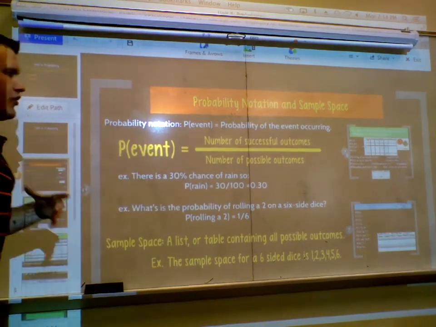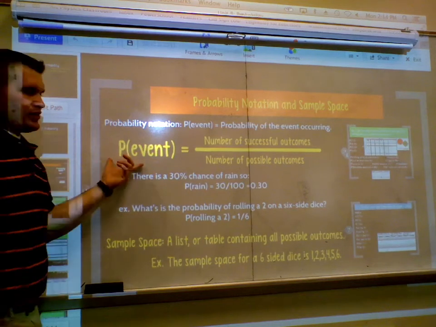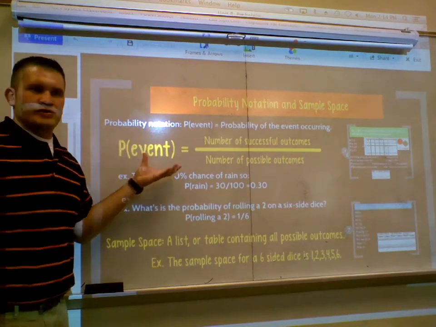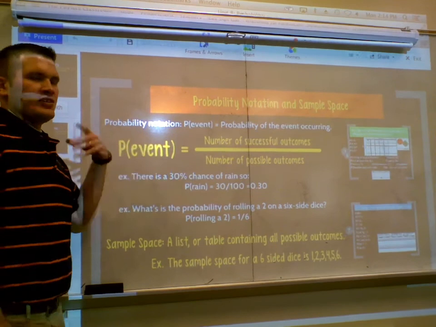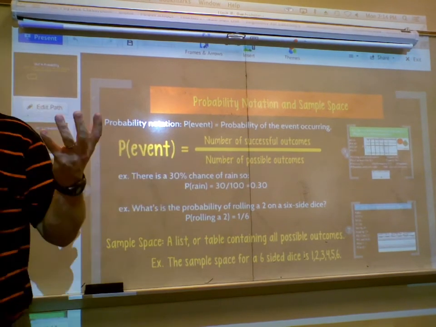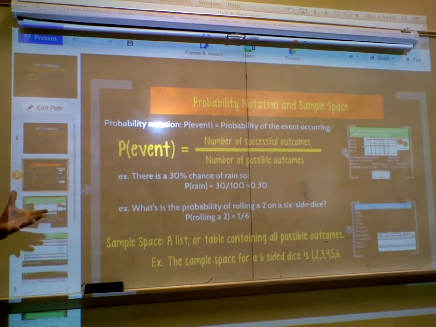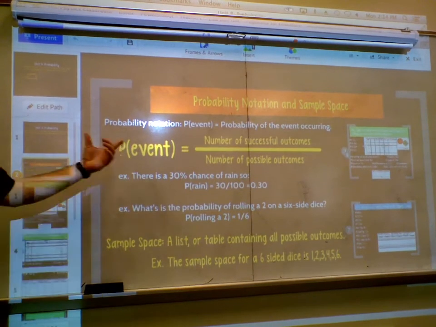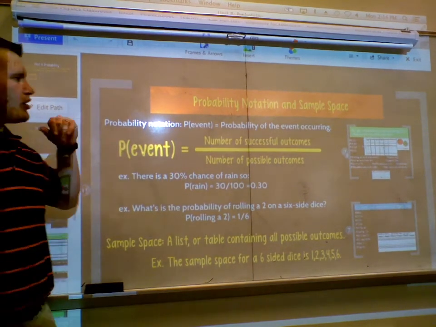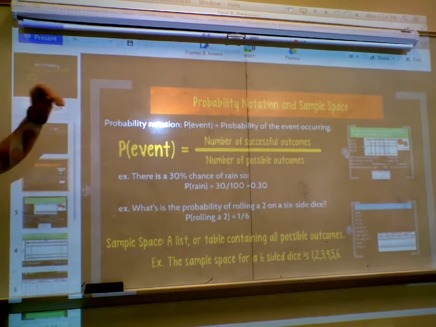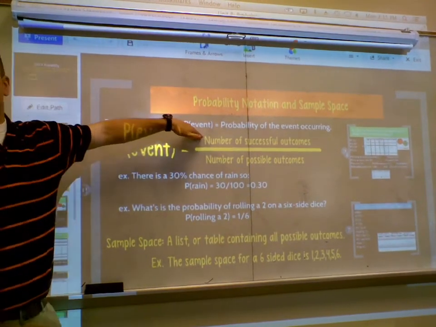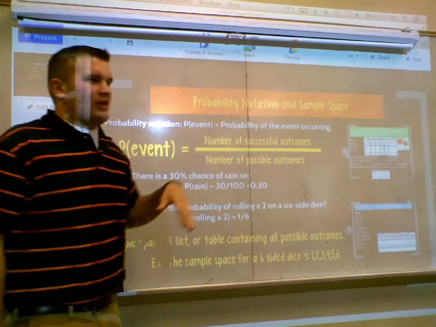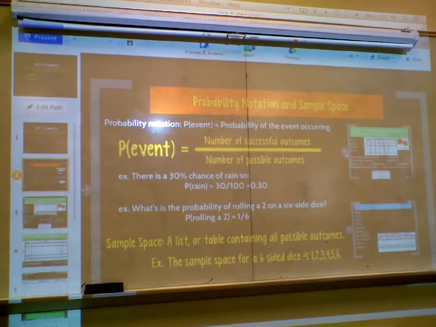We'll put different things in here, like probability of rain, probability of rolling a 2, probability of a July birthday. The event is just like a variable. It can be any event, like the probability of flipping heads or tails. The way you figure out this probability is you take the number of successful outcomes and divide by the number of possible outcomes.